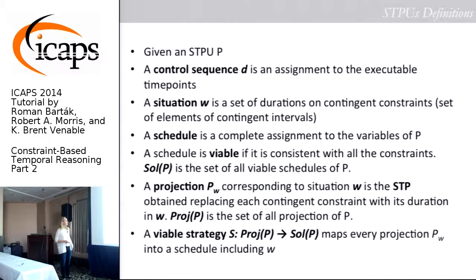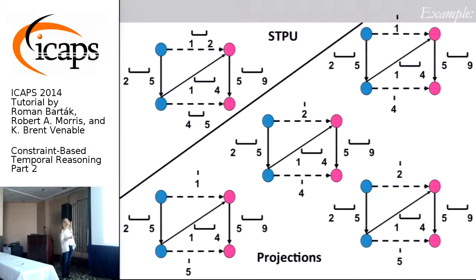Okay, let's go here in the example. So pink is uncontrollable, blue is controllable. In the literature, what you do, you can see that if I fix a duration on all the contingent constraints, this one and this one, then I obtain an STP, because the uncertainty is gone. I'm making a strict tight assumption on the uncertainty. And these STPs here are called the projections of the original STPU.